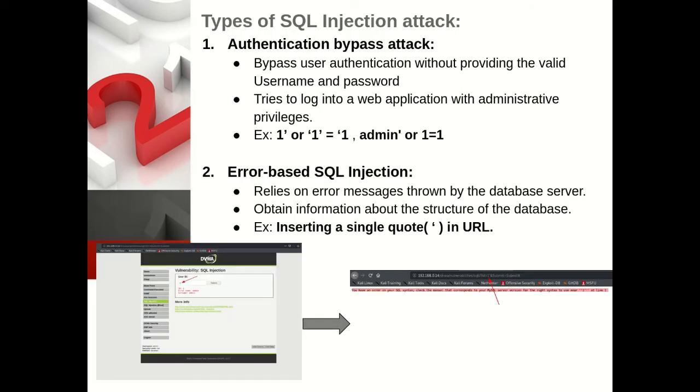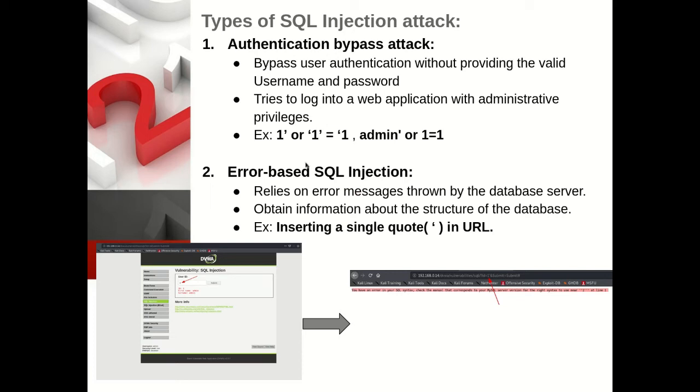Types of SQL injection. Now there are two types of SQL injection. They are authentication bypass and error based SQL injection. Authentication bypass means we can log in to the admin account without using a username and password. This can be done by injecting the malicious string as shown here.